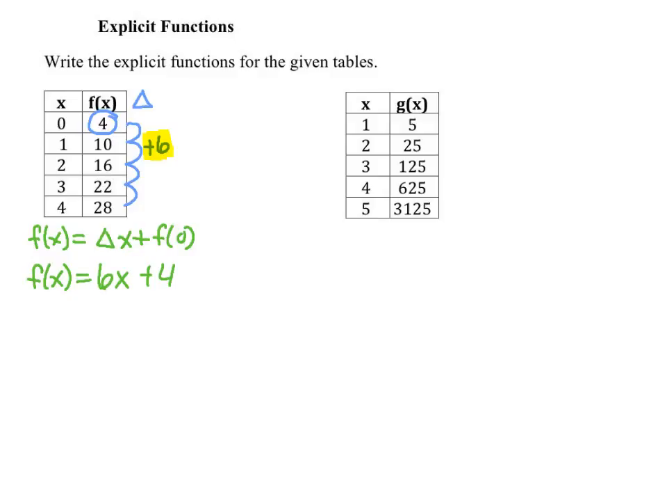Now let's take a look at the next table. Let's find the delta for this one. How do I go from 5 to 25, 25 to 125, and then to 625 and 3,125? Well, I notice that I multiply by 5. Now you can check it each time. 5 times 5 is 25, 25 times 5 is 125, and so on.